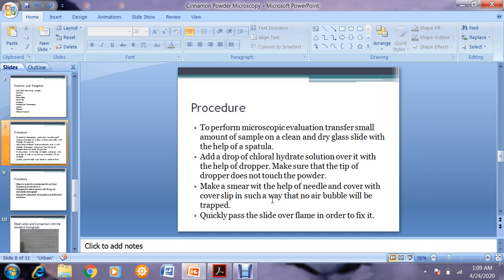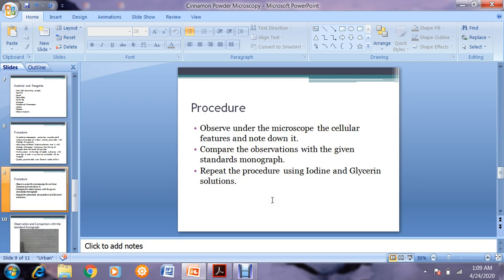Now quickly pass the slide over the flame in order to fix it. Just 1-2 seconds, not more than that. Now your slide is ready. Observe it under the microscope, observe the cellular features, and note them down.